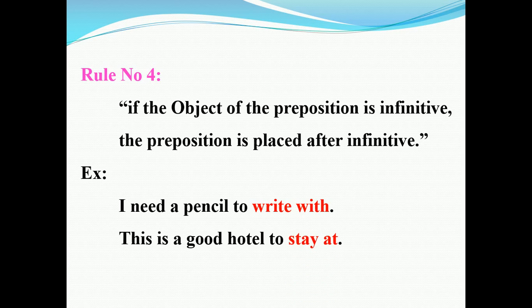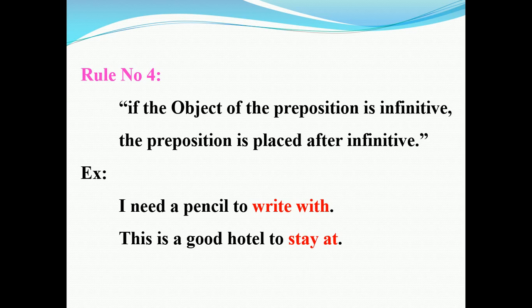Again, the next example. This is a good hotel to stay at. Here, what's the verb? Stay. And what is the base form of this verb? To stay. So that's what this rule says. If the object of the preposition is an infinitive, let's take the first example. I need a pencil to write. What's the speciality? Here the sentence seems to be over by that. But at the same time we are adding a preposition with it. What's this preposition? With.